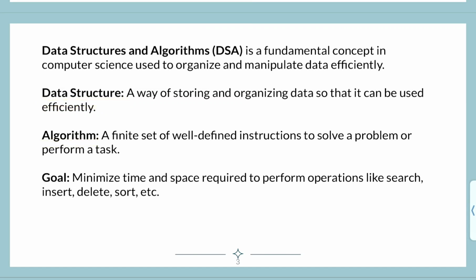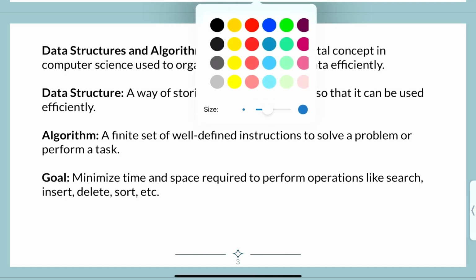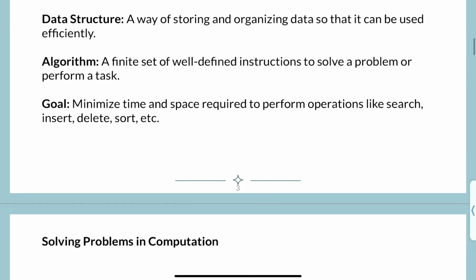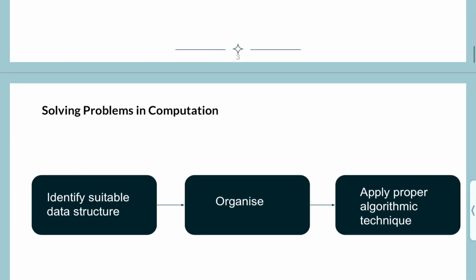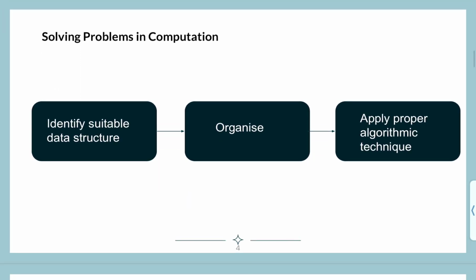A data structure is just a way of storing and organizing data so that it can be used efficiently. An algorithm, as you all know, is a finite set of well defined instructions that is used to perform a given task. So our goal here is to minimize the time and space required to perform operations that would be needed in an algorithm. So let us first see what solving problems in computation looks like.